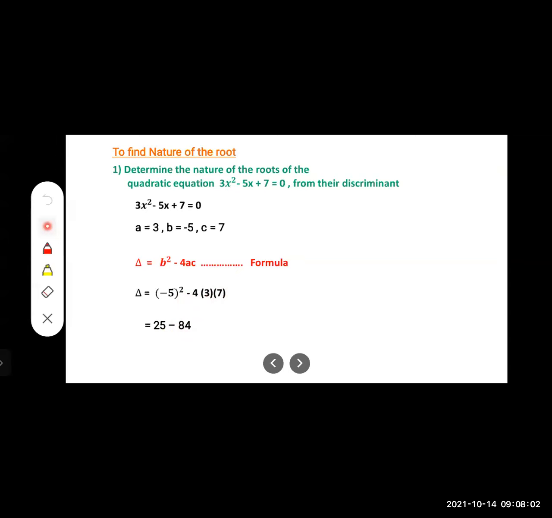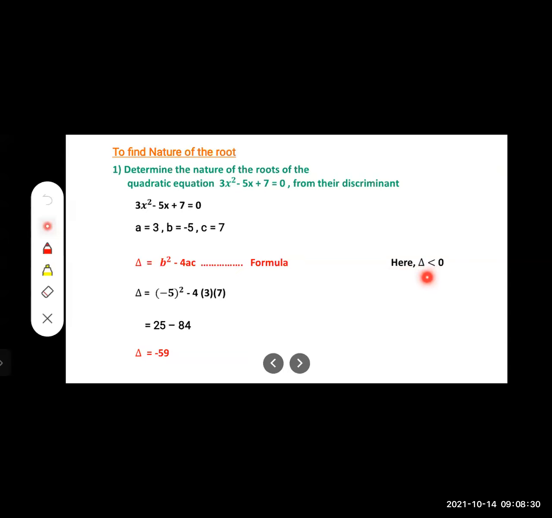Yes. Now, it's a different sign. Subtract and put the sign of the greater number. So how much will you get? Delta equal to minus 59. Is it clear, children? So this much you know how to do, because just now we did the revision there. So delta equal to minus 59. Now you see this delta value is negative. Delta value is negative. So how can we conclude that?